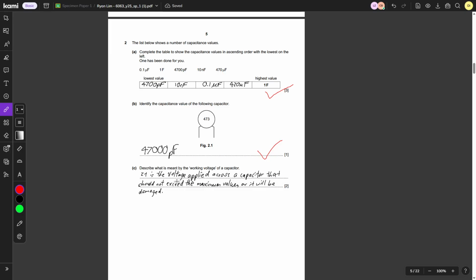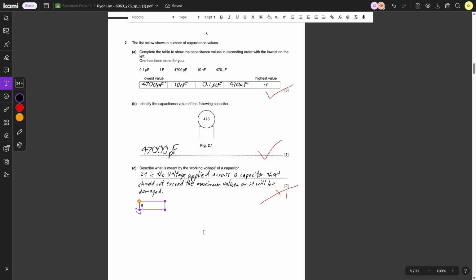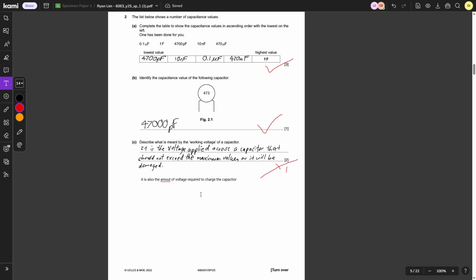I would have also added that it is also the amount of voltage required to charge the capacitor. I think adding that won't hurt. So yeah, okay.